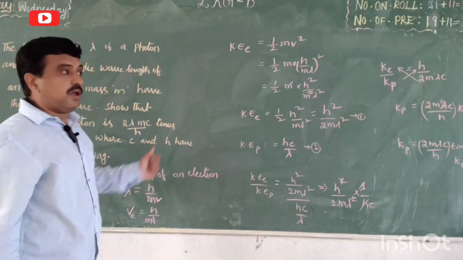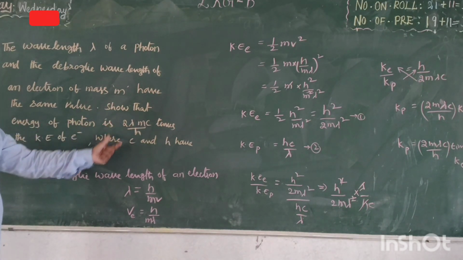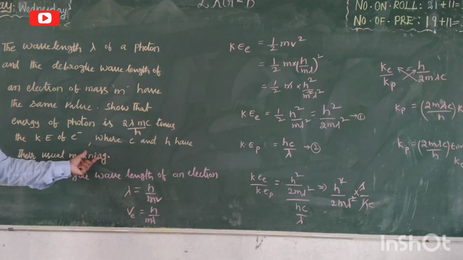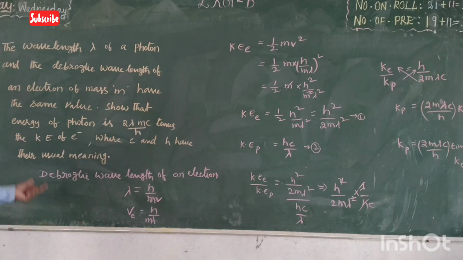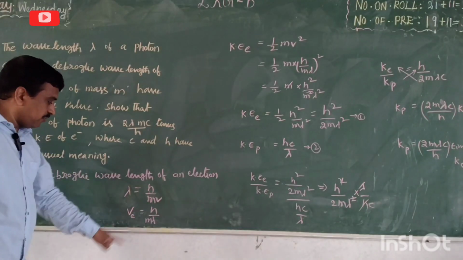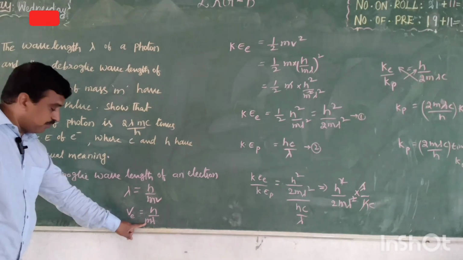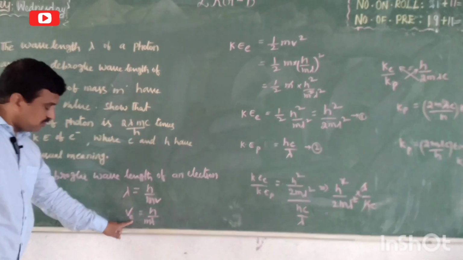Again, the wavelength lambda of the photon and the de Broglie wavelength of an electron of mass m have the same value. So the energy of the photon is 2 lambda mc by h times the kinetic energy of the electron, where c and h have the usual meaning. For that, first the de Broglie wavelength of an electron is lambda equal to h by mv. V changes to this side, so v equal to h by m lambda, where v means the velocity of the electron.